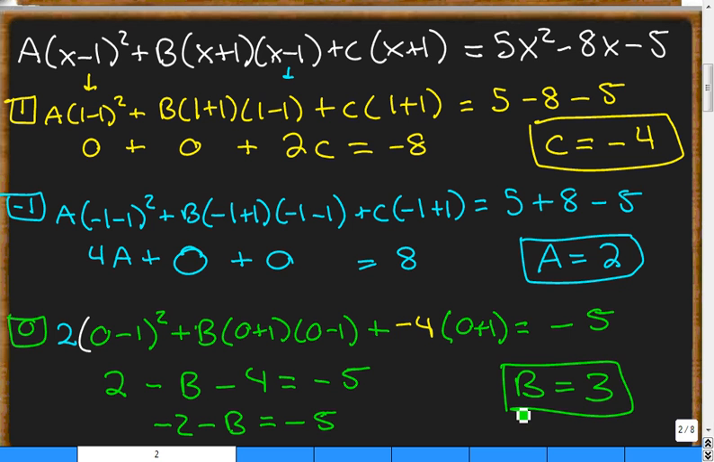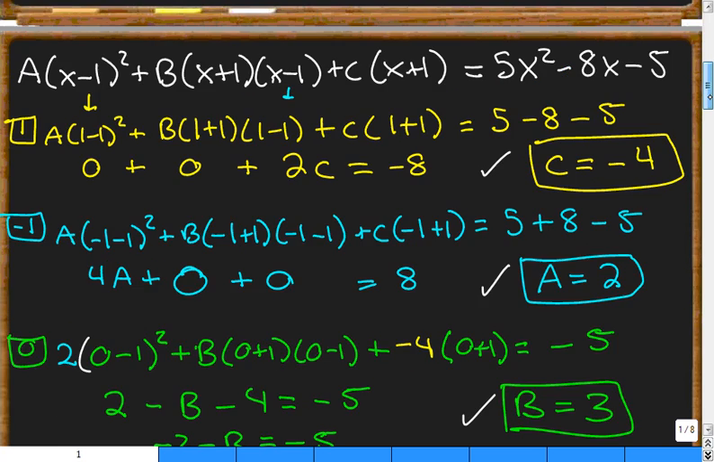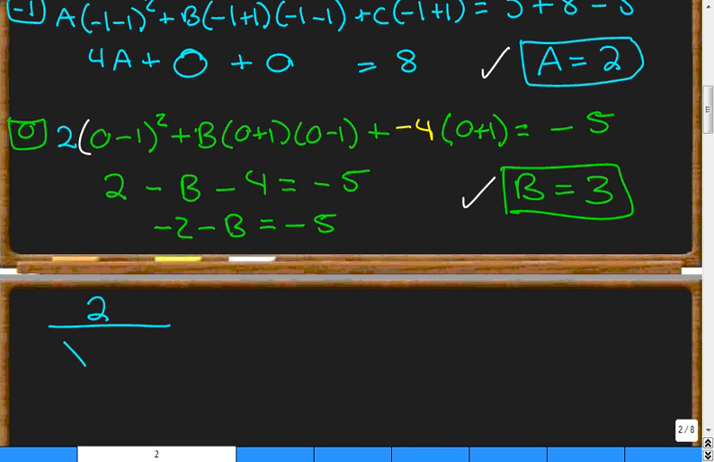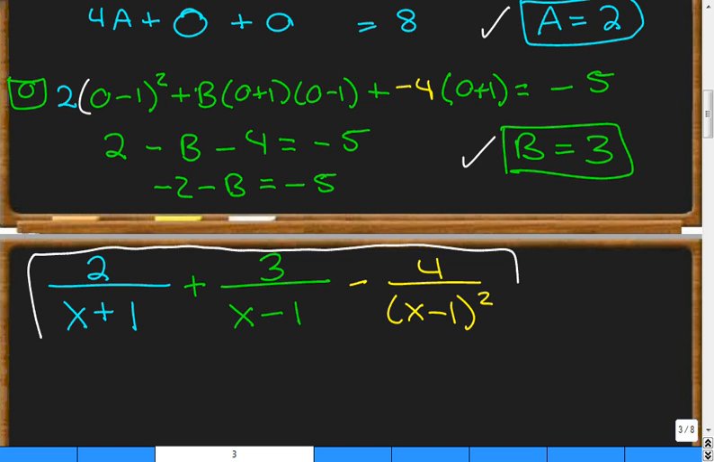So our three fractions that we have, we've been able to find 3 separate values that are going to add all this together. Now that we have these parameters, we're going to go ahead and plug that all back in to make our final answer. So we had a, which is 2, divided by our original thing, which was x plus 1. And then our b, which was 3, that was divided by x minus 1. And then we had our c, which we found at the beginning, which was negative 4. So we get minus 4 times x minus 1 squared. And that is the deconstruction of that particular fraction.